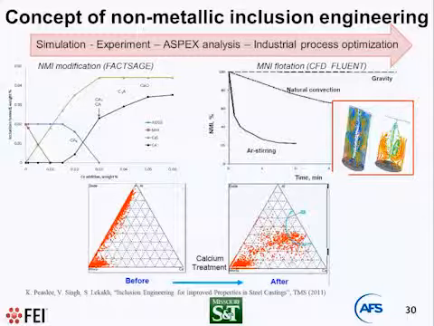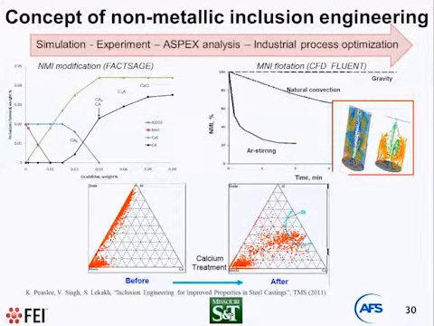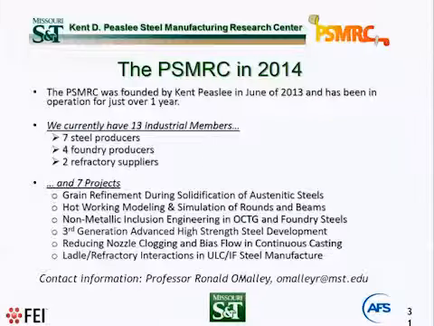So let me shortly introduce our Ken Peasley Steel Manufacturing Research Center, which was developed in 2014 at the University of Missouri Rolla. We have industrial partners: 7 main players of steel mill production, a nice group of foundry participants, and 2 refractory suppliers. So I invite you to consider coming and looking at what we are doing in our center and becoming a member of our center.